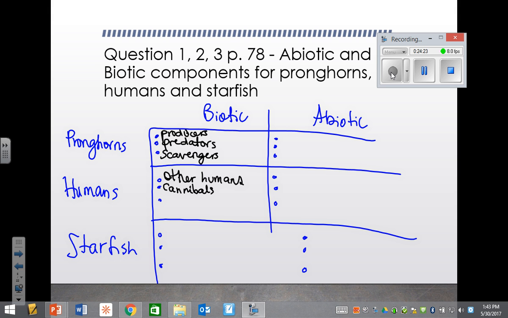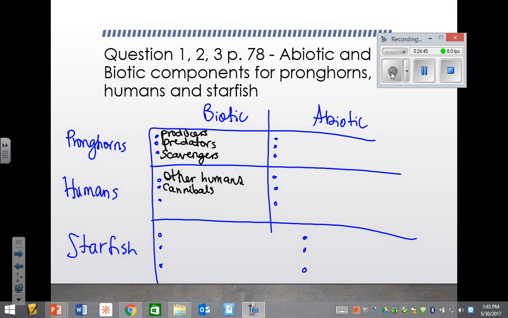We could apply this to other organisms as well. Either they're in competition with other members of their species for resources, or they might be actually physically attacking and consuming the other members of their species. There are lots of animal species where this could occur.